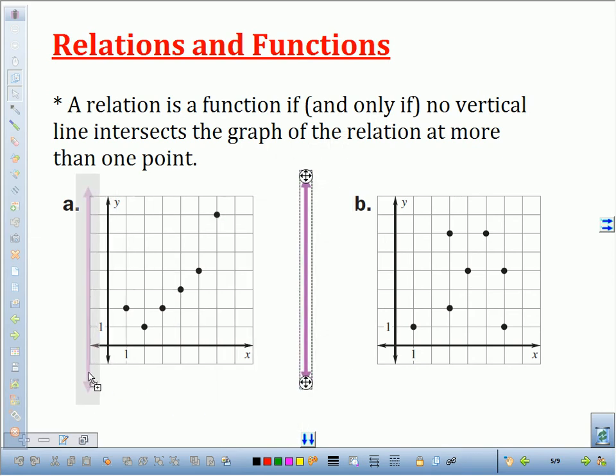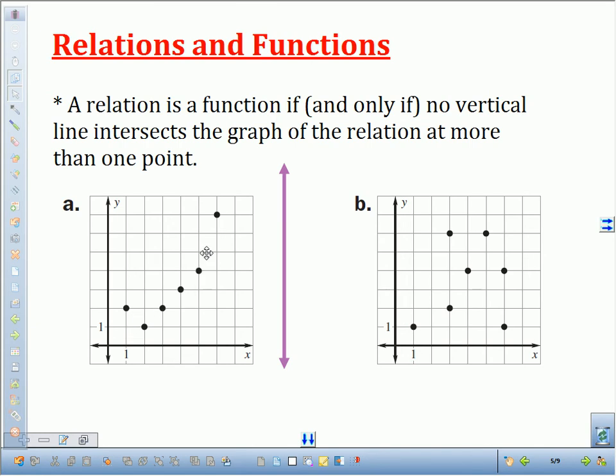Let's start with A. Now, in order for this set of points to be a function, I need to be able to move this line across the graph and never touch more than one point at the same time. So, let's start it. Here we're touching one point, another, another, another, another, and another. We get to the end of the graph, and yet at no point did this vertical line touch more than one point at any one time.